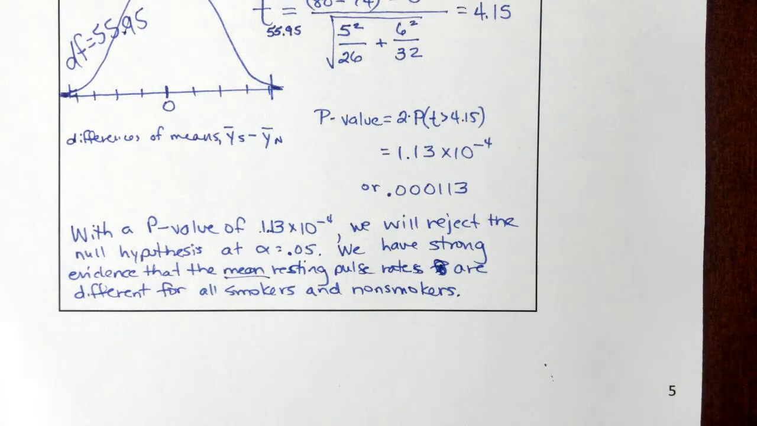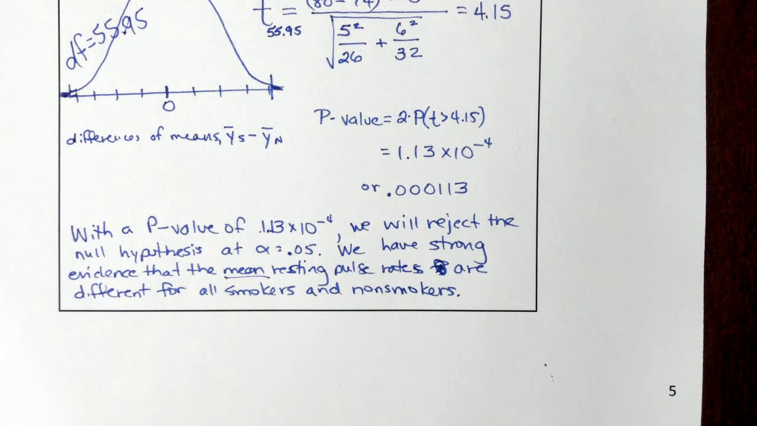Try to make sure you squeeze that word mean or average in there somewhere. That's what you're talking about. It's not about individual observations, individual people. It's about the whole group of smokers, the whole population of non-smokers, and how their averages compare.